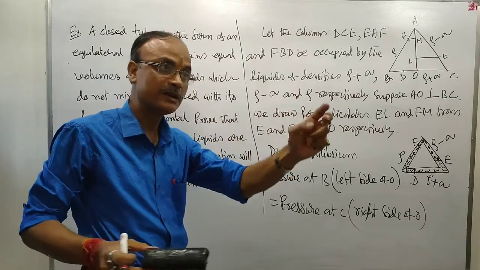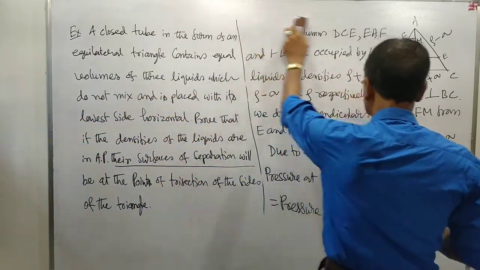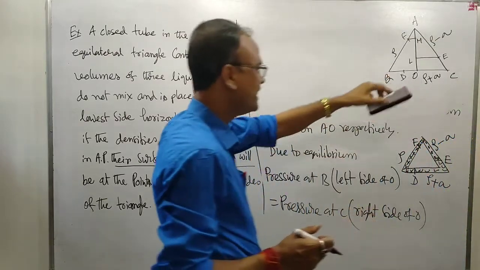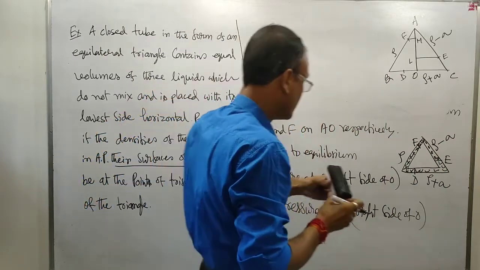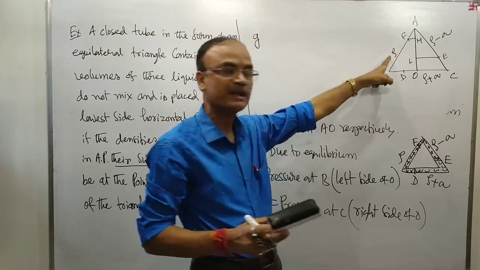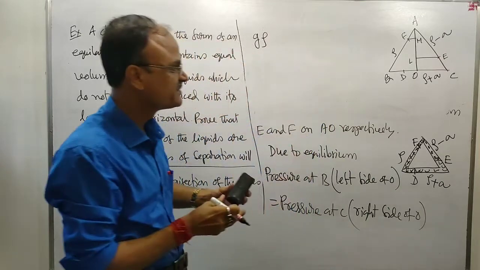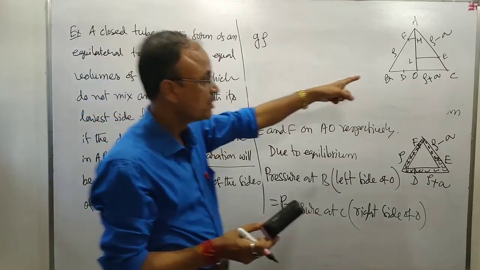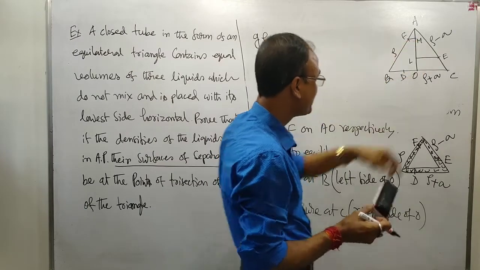What is the pressure at B? You mean what will be the pressure on the left hand side of O? We have to find the pressure on the left hand side. You see, on the left hand side, BDF is occupied by the liquid of density rho. Therefore, you will have to write rho g times the depth of the surface of separation, F. What will this be? It will definitely be OM.